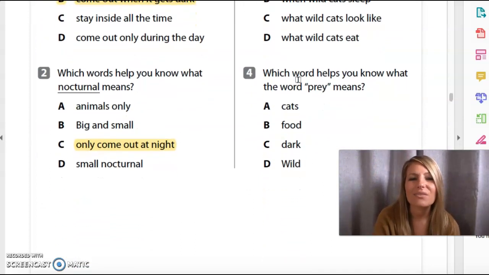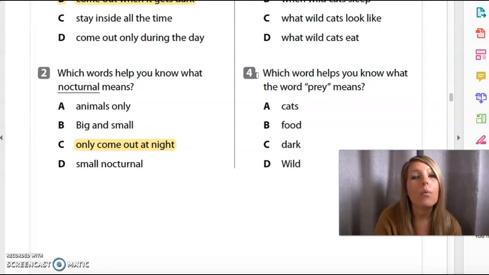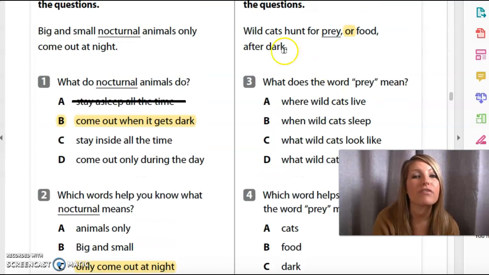And the last question for today, number 4, which word helped you figure out what prey meant? Did the word cats in the sentence help you figure out what prey meant? Did the word food in the sentence help you? Did the word dark in the sentence help you? Or did the word wild up here in the sentence help you figure out what prey means?